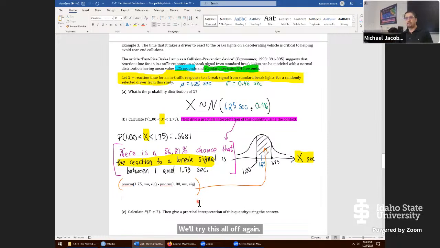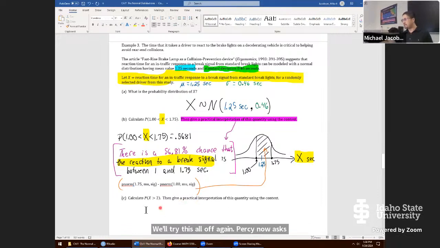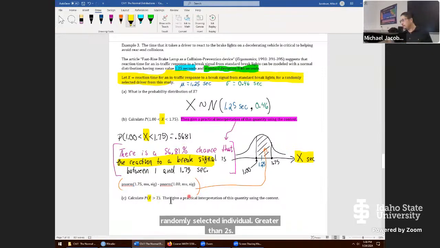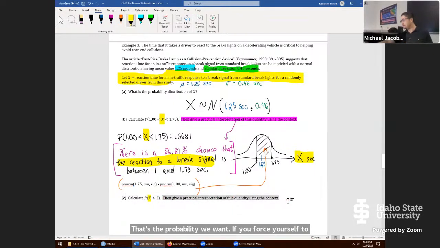Part C now asks us, calculate the probability that X is greater than 2. And whenever you see that X, try to force yourself to read it out in your mind, even though it's going to take a while. Read that as the brake light reaction time for a randomly selected individual greater than 2 seconds. That's the probability we want. If you force yourself to read that out every time, you'll help out with these instructions.